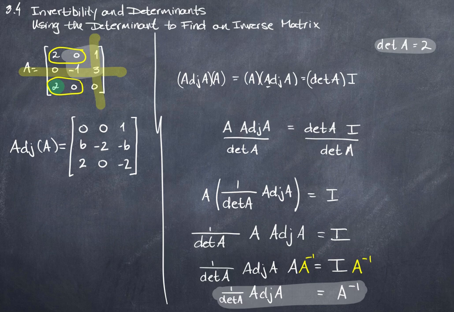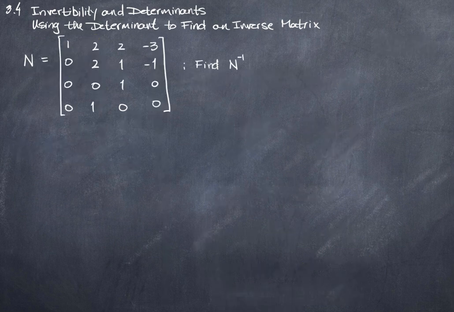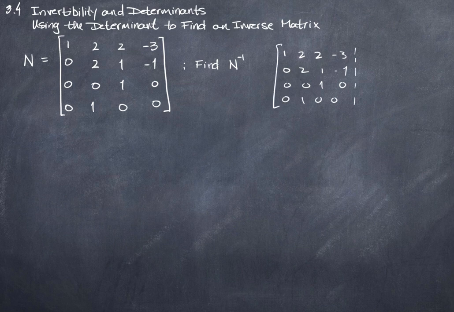Let's take a look at an example of how this might actually be useful. Here's a 4 by 4 matrix. It's not too ugly. It's got a lot of zeros in it, a lot of ones in it. That's pretty nice. But if you're asked to find N inverse, the only technique we had before today was to take 1, 2, 2, negative 3, 0, 2, 1, negative 1, 0, 0, 1, 0, 0, 1, 0, 0, and augment that or concatenate it with the 4 by 4 identity matrix.